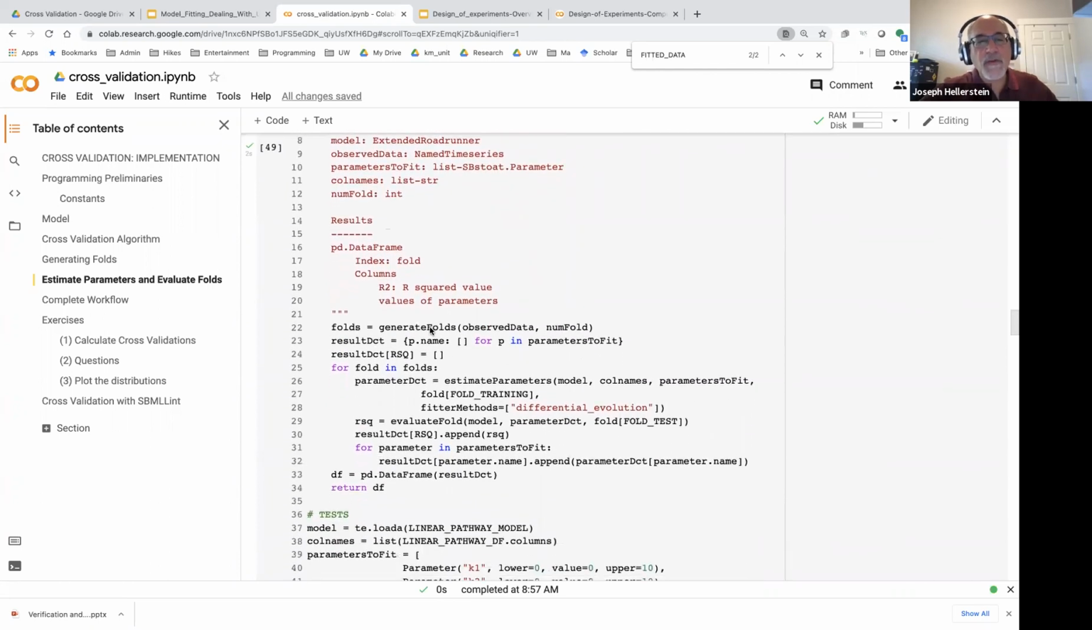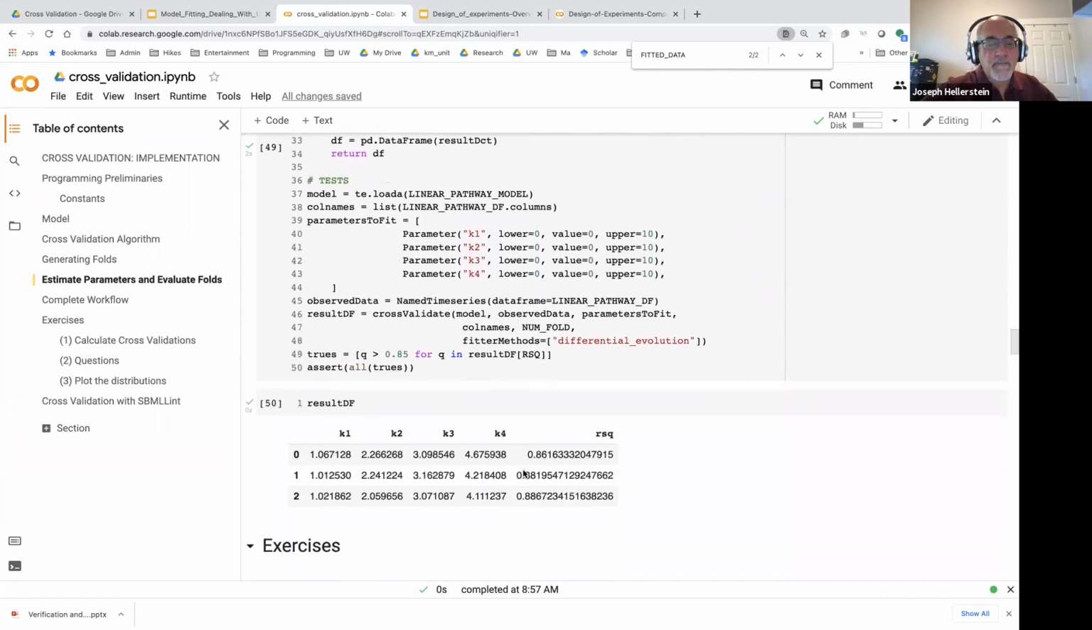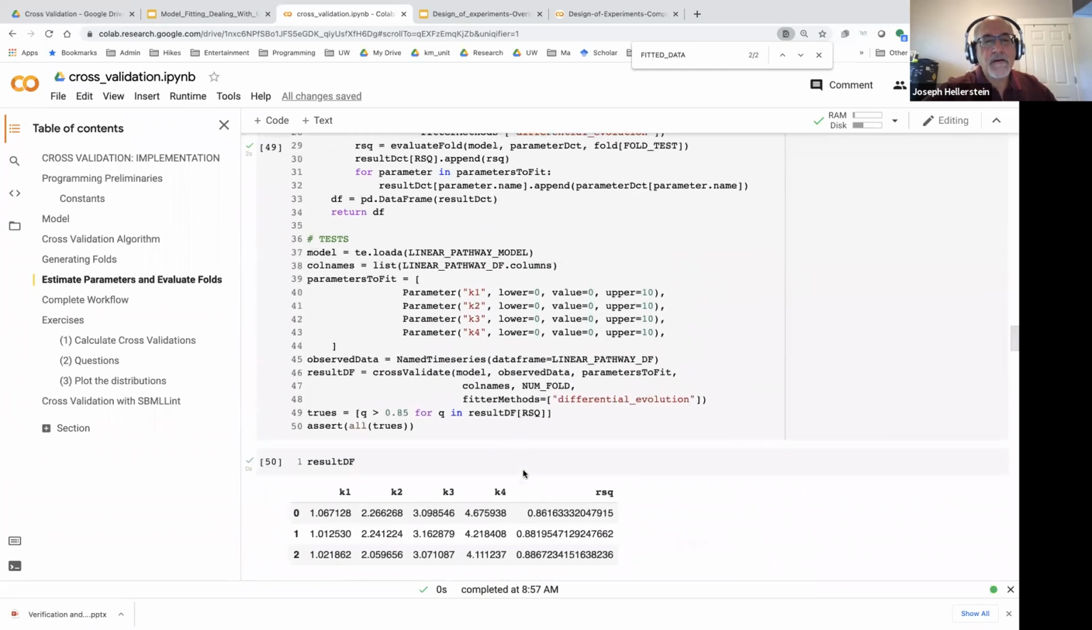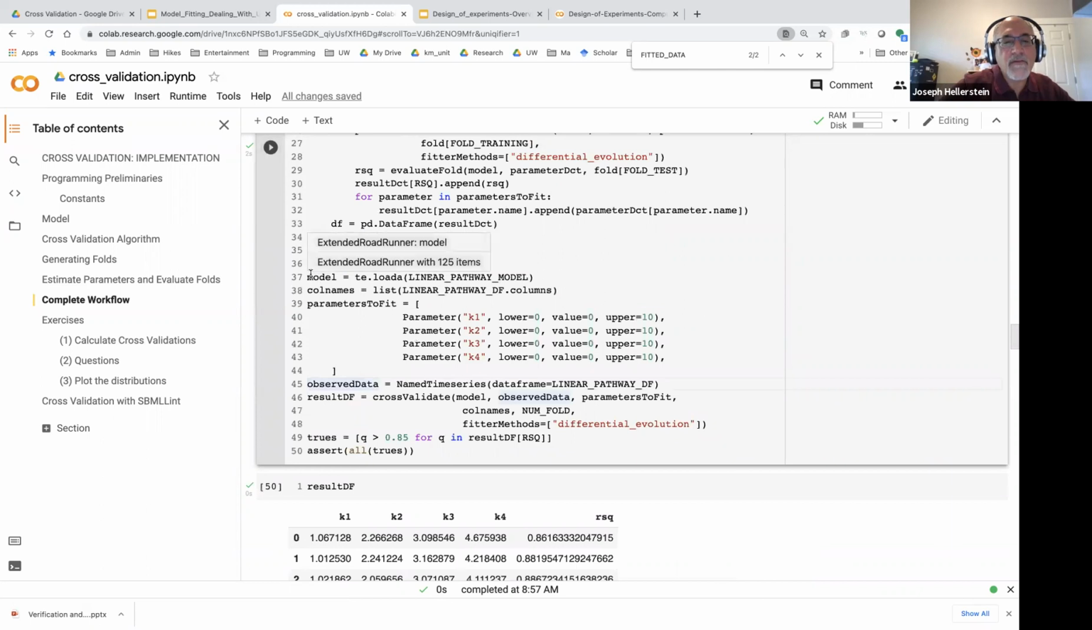It goes through and generates the fold, pretty much like the algorithm above. You get the parameter estimates, you evaluate the fold, you keep track of that, and then you get it at the end. Let's actually run this. There's a certain amount of setup here that I will pull out.